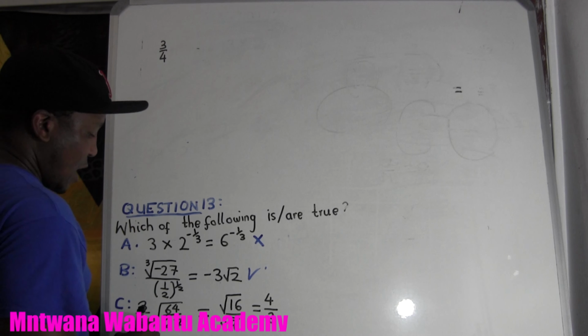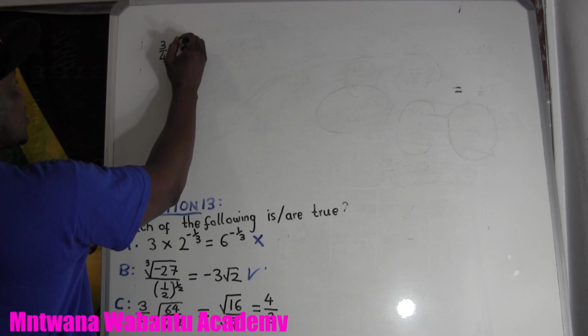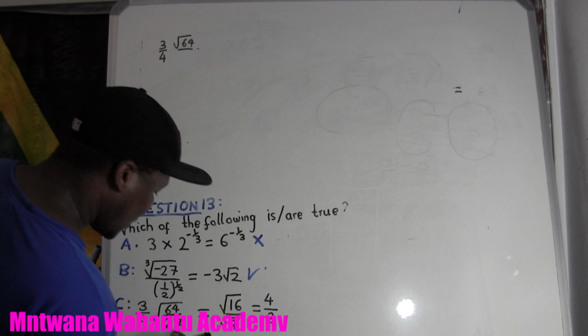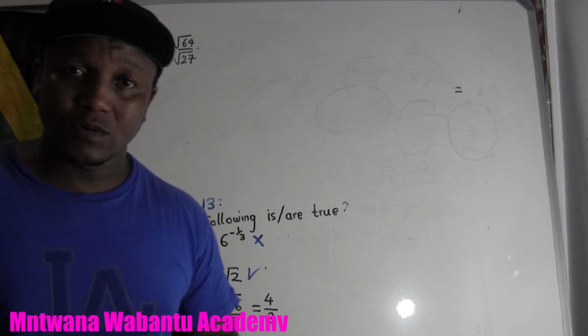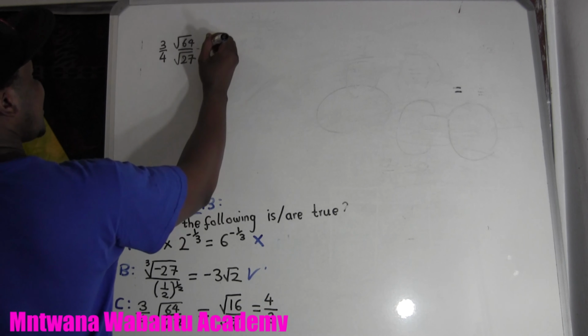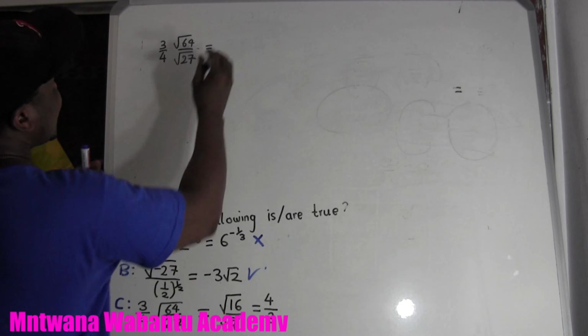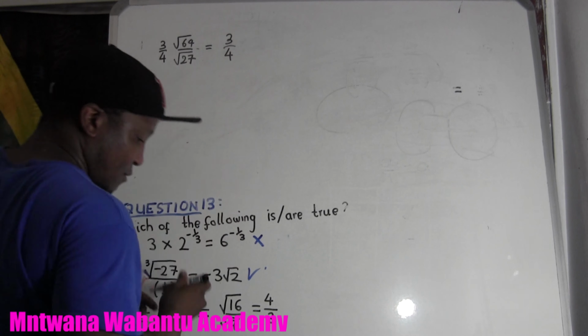Okay, let me simplify. But you can separate this. This is saying square root of 64, and they can say square root of 27 is acceptable. We had that rule. It's very acceptable. Now you say this same is saying, so I'll take this left hand side, 3 over 4.